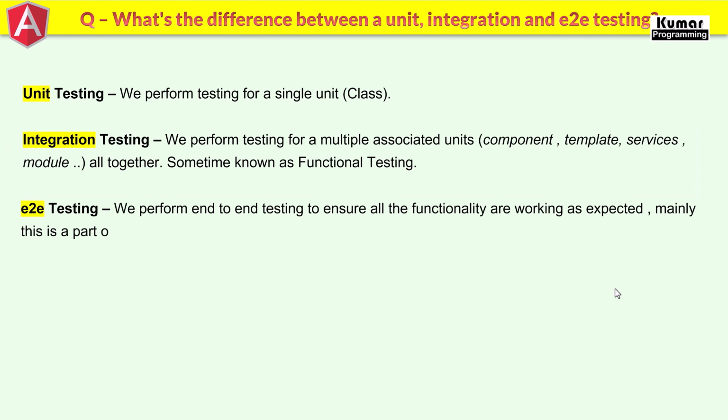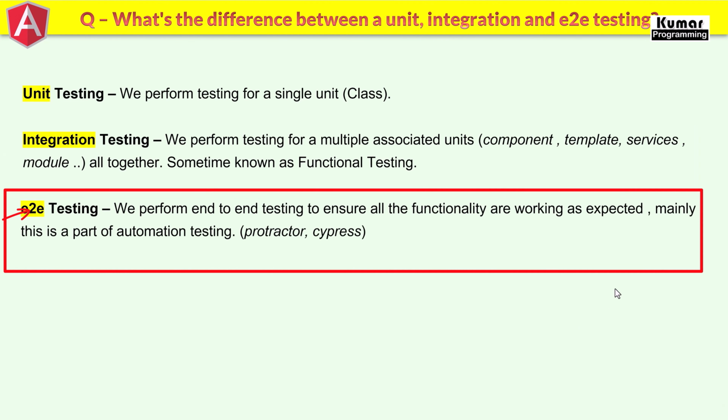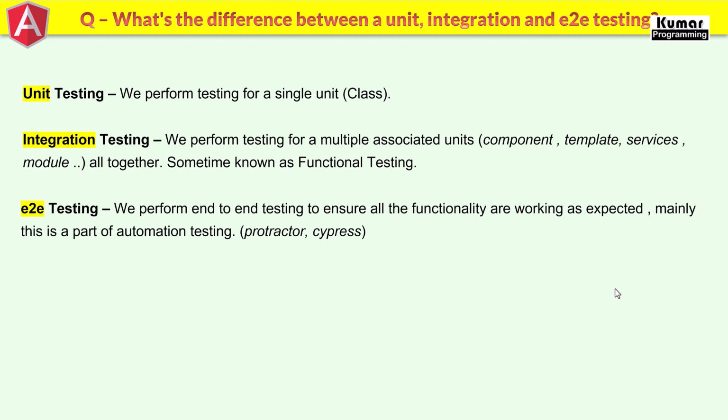Now, next is E2E testing. Basically, we perform end-to-end testing to ensure that all the functionality of an application is working as expected from start to end. And mainly this is a part of automation testing. We can achieve this with Protractor or Cypress, which we will see at the end of this video. Now let's flip to Visual Studio and get our hands dirty writing our unit test cases.